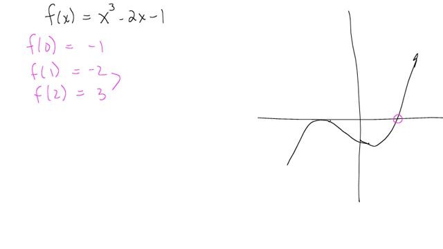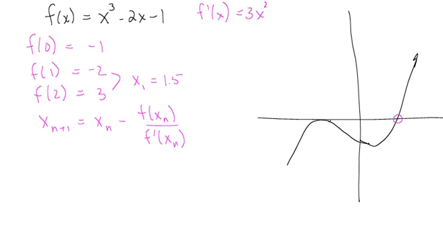And I'm going to make my guess as halfway in between that. So my first guess, which I'm going to call x1, is going to be 1.5. Now I'm going to apply my formula for my next guess, which is based on finding the derivative and evaluating the function at my first guess. So here's the formula rewritten that I had on my last slide. I know I need the derivative, so I'm going to calculate that right away. So the derivative is 3x squared minus 2.